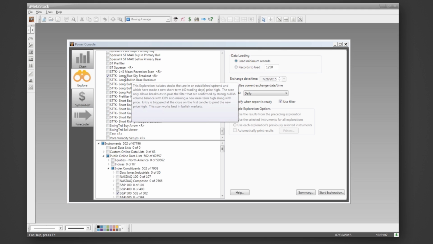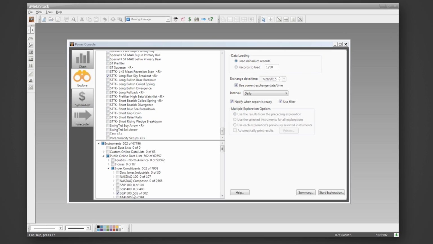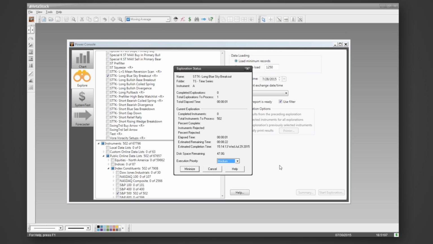We're going to do the long blue sky breakout scan. And again, you can hover over it, understand what's happening with the scan, what it's looking for. And we're going to look through the S&P 500. So simply all I need to do is start my exploration. And what it's going to do is go through that list of stocks for me and identify which of those 500 stocks are giving me a long blue sky breakout signal today. So that's going through step by step right now and recording our results.